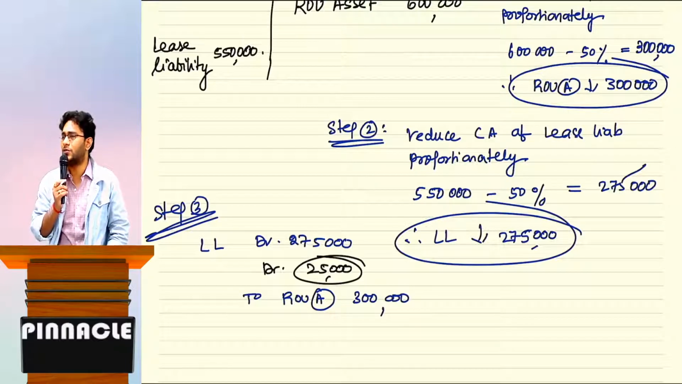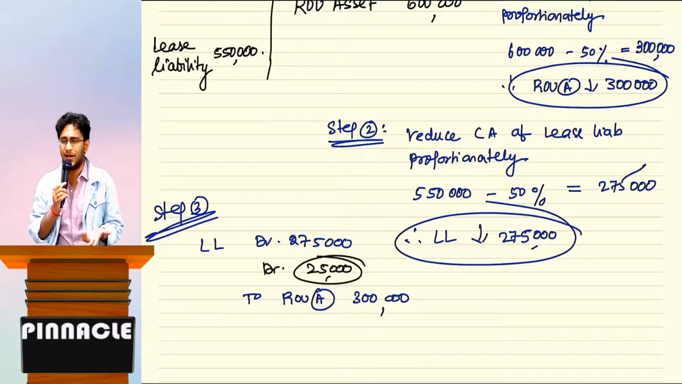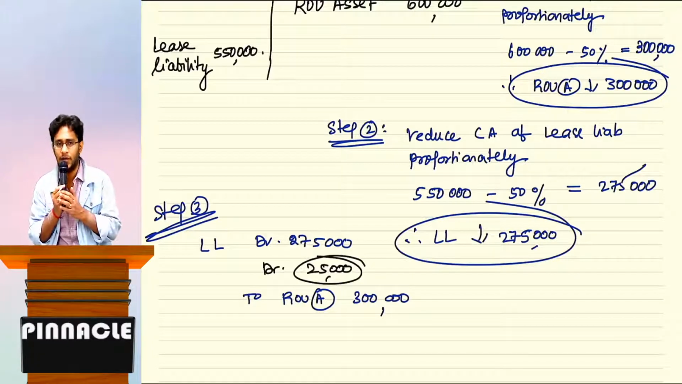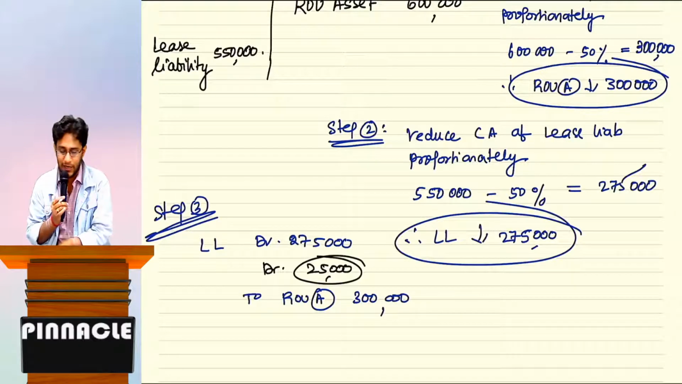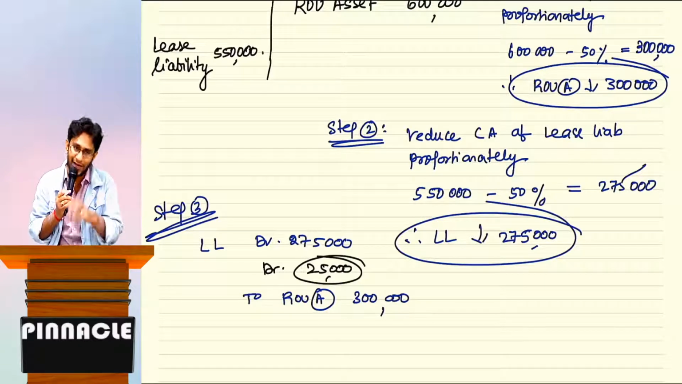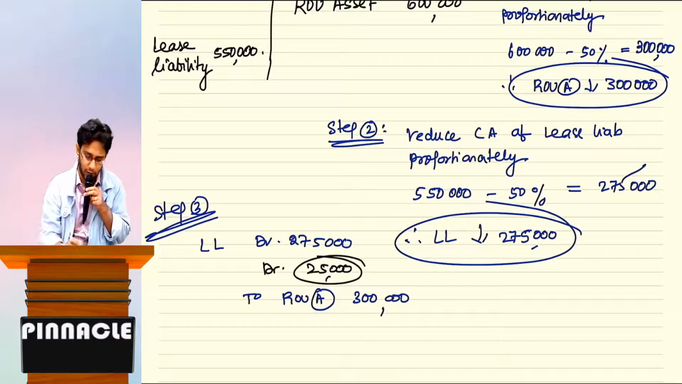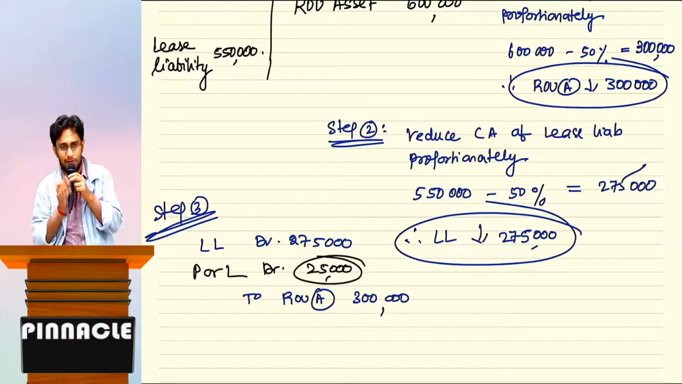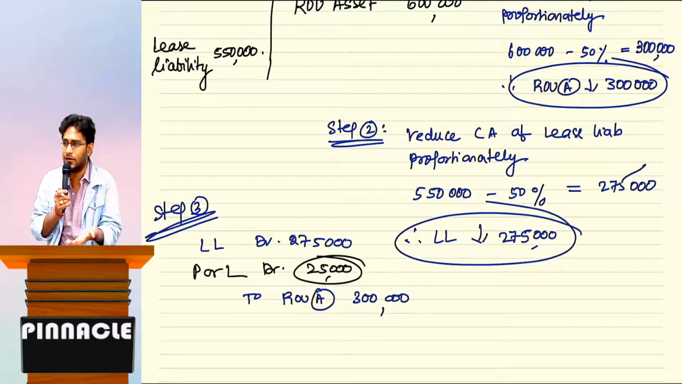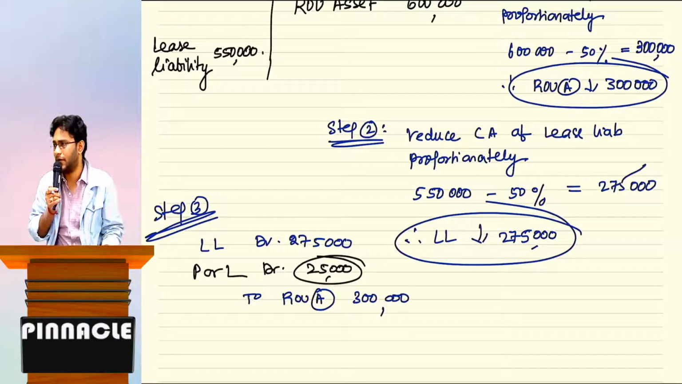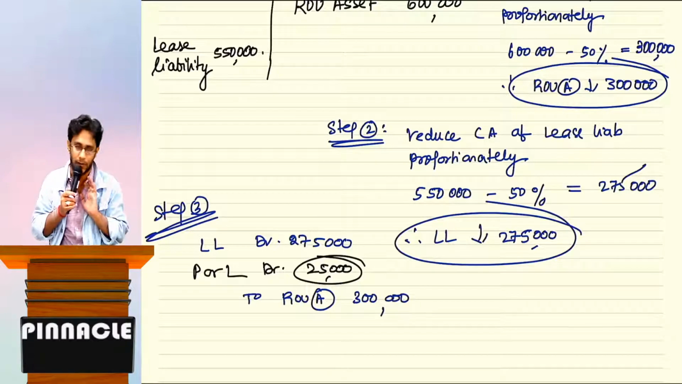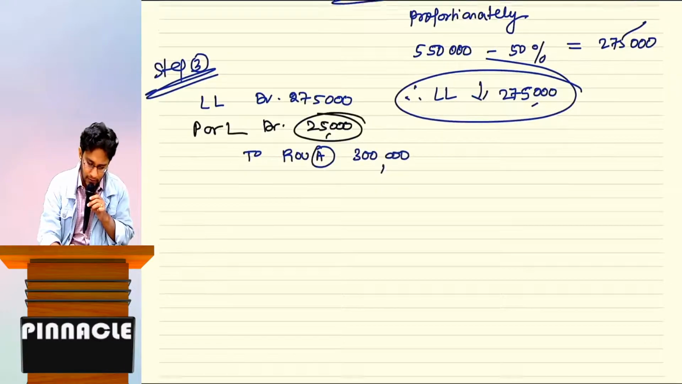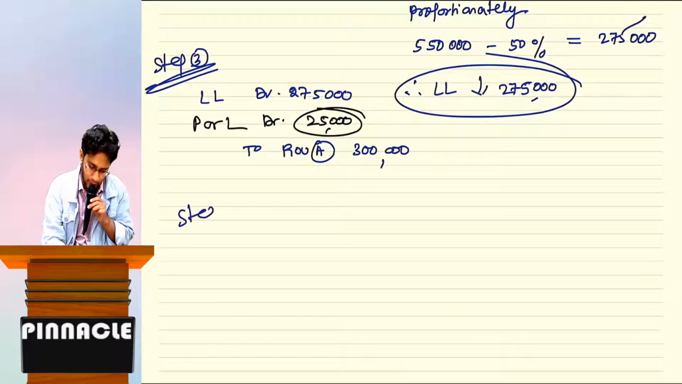Sir, why is it a loss? Why is it going to PRL? Simple, sir. I did something. Because of that, I lost an asset worth 3 lakhs. Correspondingly, I am also losing a liability of 275. Net asset only lost by 25,000. Loss. Go and debit that to PRL. In this story, gain also is possible, sir. If more liability is reduced than asset, then gain will come. So gain or loss will come, put it in PRL. Fantastic. Now one more last step is there. What is the last step?